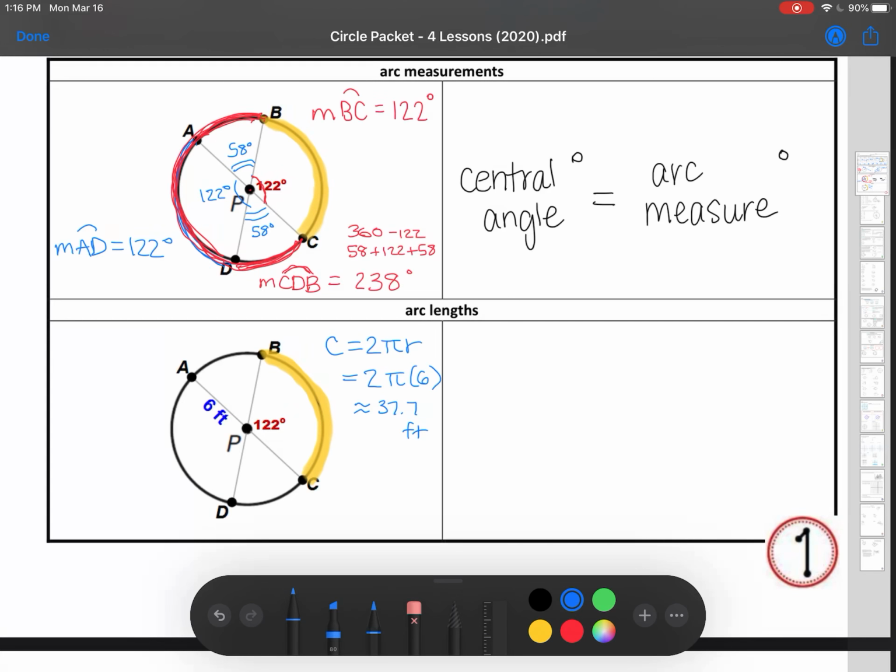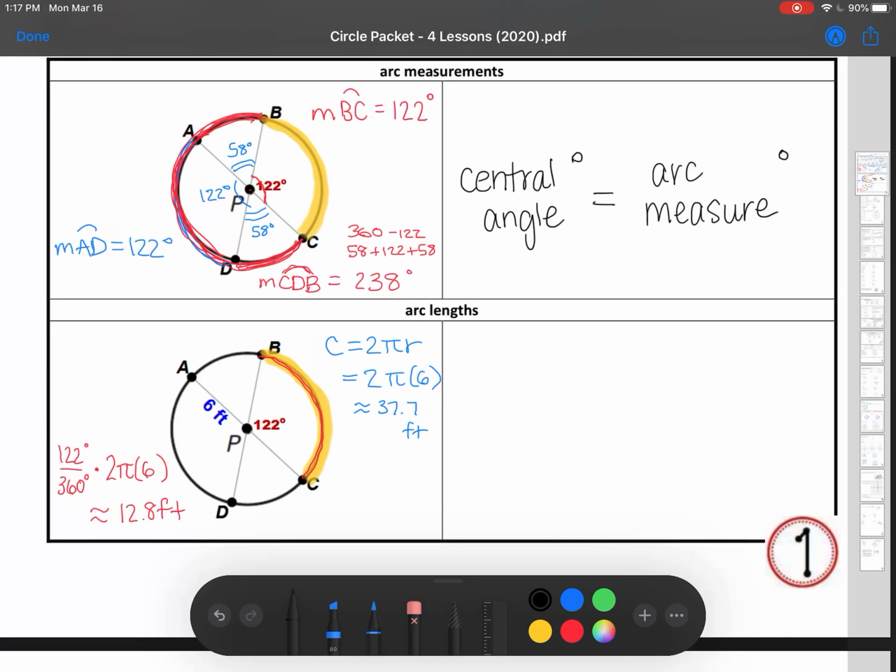Our question is, what if you were just walking from B to C? And so the trick there is that it's only a fraction of the total circumference, right? And that fraction is equal to whatever fraction 122 out of 360 is. So all we have to do is take 122 out of 360 and multiply that times our 2 pi r. So we take 122 over 360 times that 2 pi 6, and that comes out to about 12.8 feet.